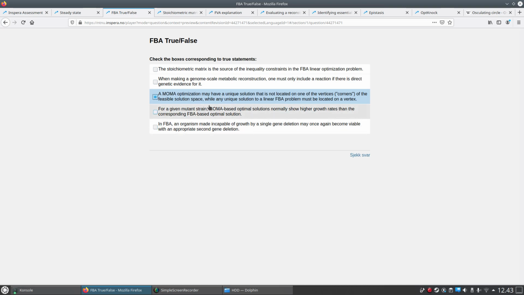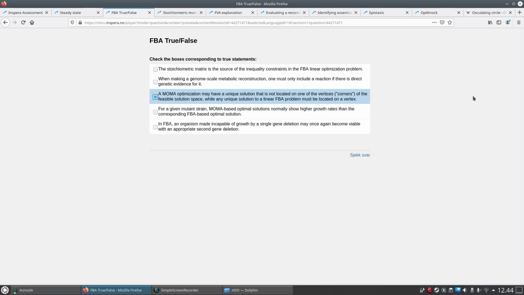For a given mutant strain, MoMA-based solutions normally show higher growth rates than the corresponding FBA-based optimal solution. And so again, when we're doing MoMA and FBA, the solution space is going to be the same. The difference between MoMA and FBA, for a given mutant, is going to be the objective function.